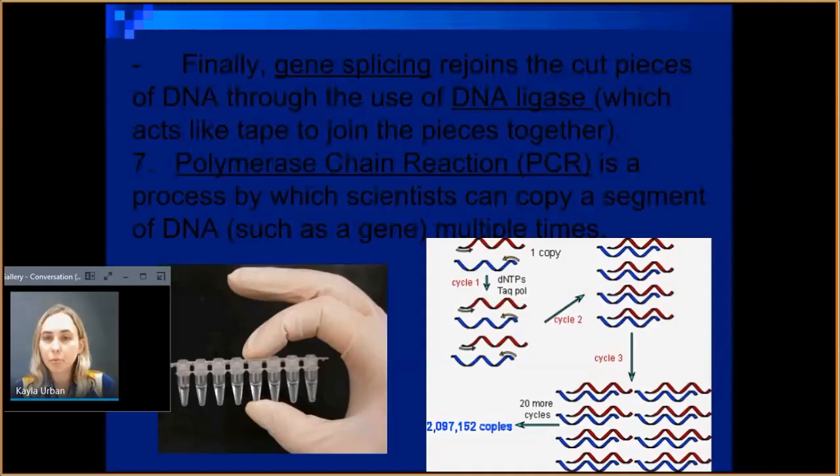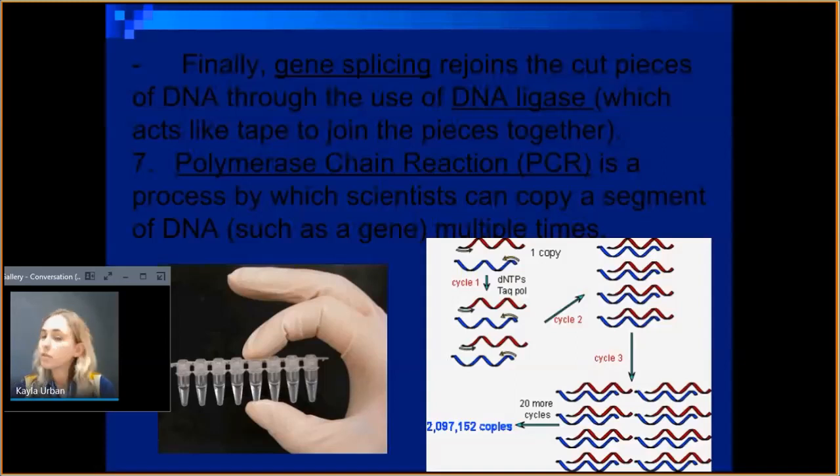Another tool of molecular biology is PCR, or polymerase chain reaction. And we did have information about this in another PowerPoint. Actually, specifically in your DNA replication PowerPoint is the information about polymerase chain reaction. It's a process by which scientists can copy a segment of DNA, such as a gene, multiple times over and over.